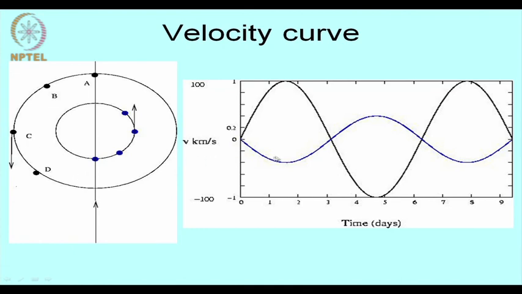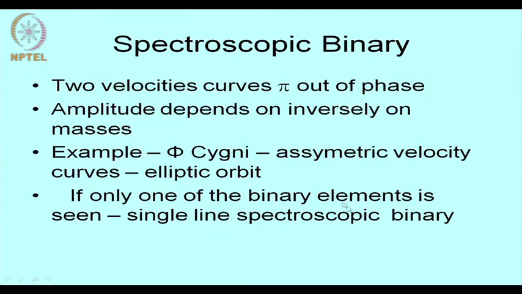So, here the amplitude of the less massive object is more and the amplitude of the more massive object is less. So, the ratio of the amplitudes of the velocities tells you the ratio of the masses. And an example is phi Cygni. For phi Cygni, the velocity curve is asymmetric.